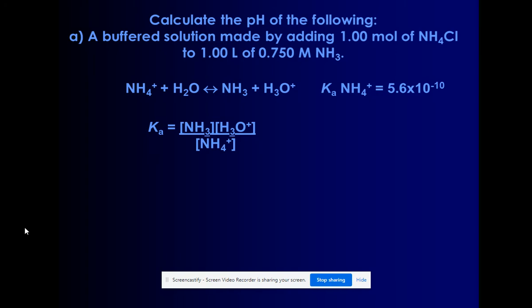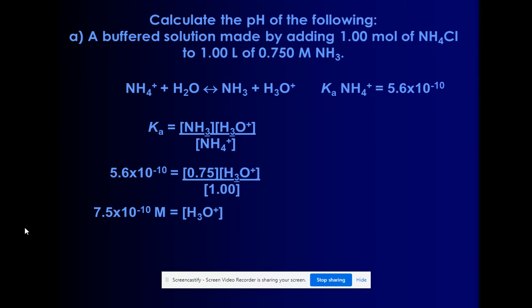And we have a liter of solution, so our concentration of ammonium is 1. Our concentration of ammonia is 0.75. And our Ka value is the 5.6 times 10 to the negative 10th. So I substitute in what I know, and I math it out to find hydrogen's concentration, which I got to be 7.5 times 10 to the negative 10th. I then can take the negative log of that value to get the pH. There were 2 sig figs in the concentration, so I need 2 decimal places in my pH, 9.12.